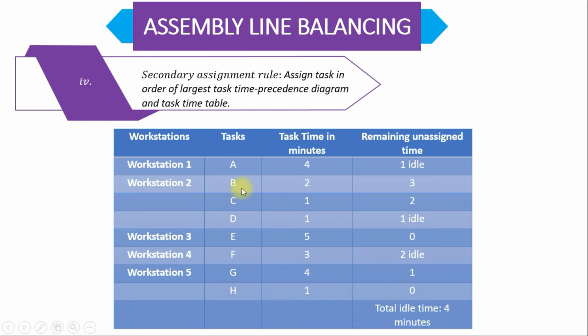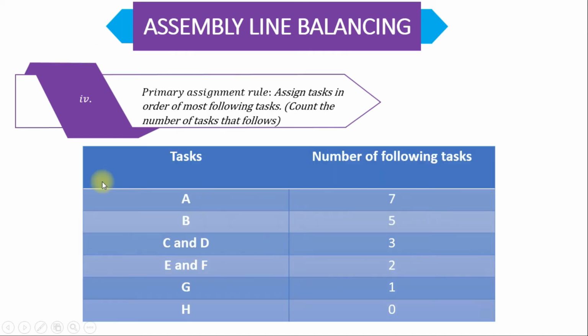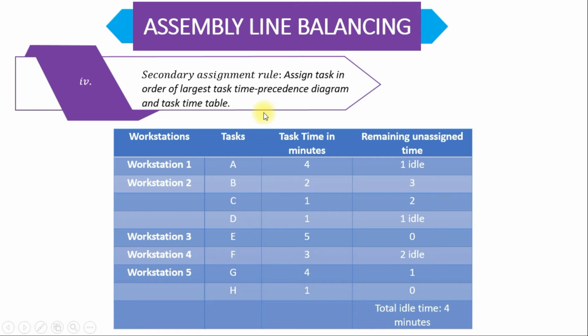Now, workstation 2. Task B is assigned to workstation 2, and task B requires only 2 minutes to be completed. Subtract the 2 minutes from the workstation cycle time, and 3 minutes remain. Now let's move on. We notice that we had a tie between C and D, and the secondary rule says that we should find out which of the tasks has the largest time.